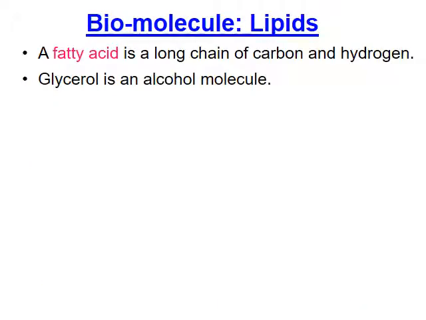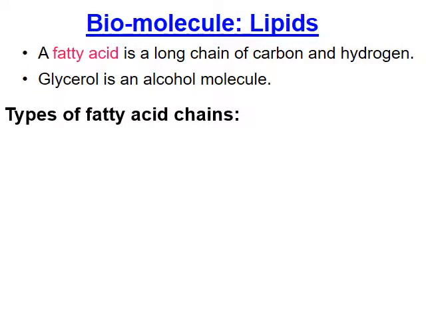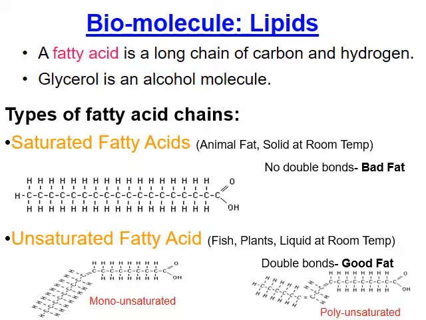So next I want to look at the two subcategories of lipids. But before we go further, I want to remind you that lipids are made of two basic structures. The fatty acid, which is a long chain of carbon and hydrogen, and then you have your glycerol backbone, which is an alcohol molecule. The two types of fatty acid chains are going to be your saturated fats and your unsaturated fats.